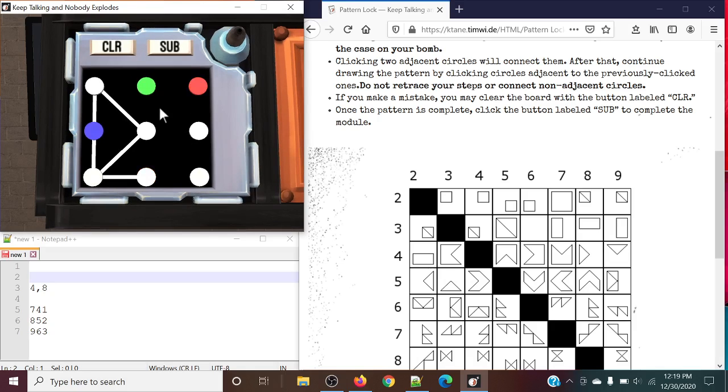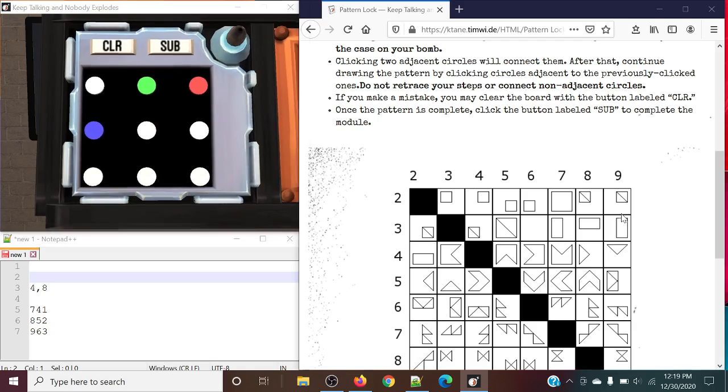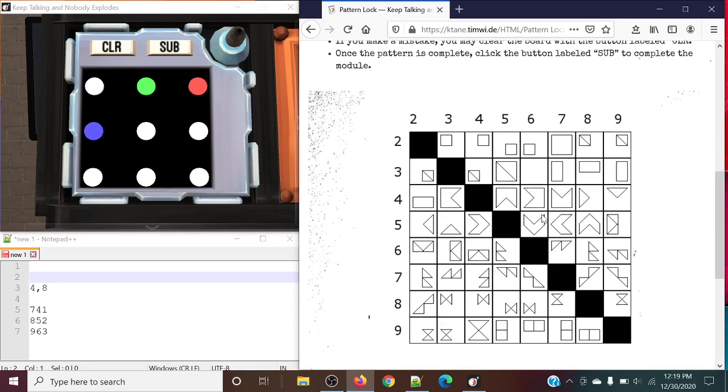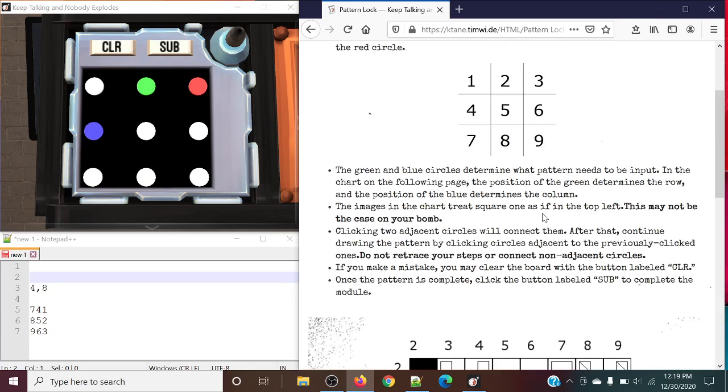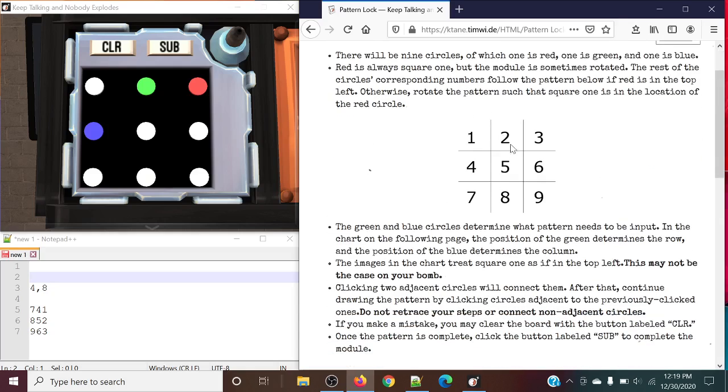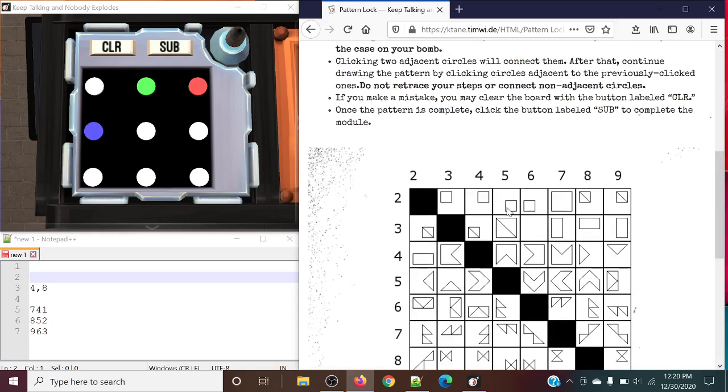For example, if I were to tap this green rather to make this entire line horizontal, I would receive a strike, because that's not how this module works. So it can be a little bit interesting, and some of the examples can really mess with your head sometimes. Another important thing is that the images in this chart treat square one as if in the top left, and this may not be the case on your bomb. So while you rotated this grid right here, you also have to rotate the image that you're going to draw.